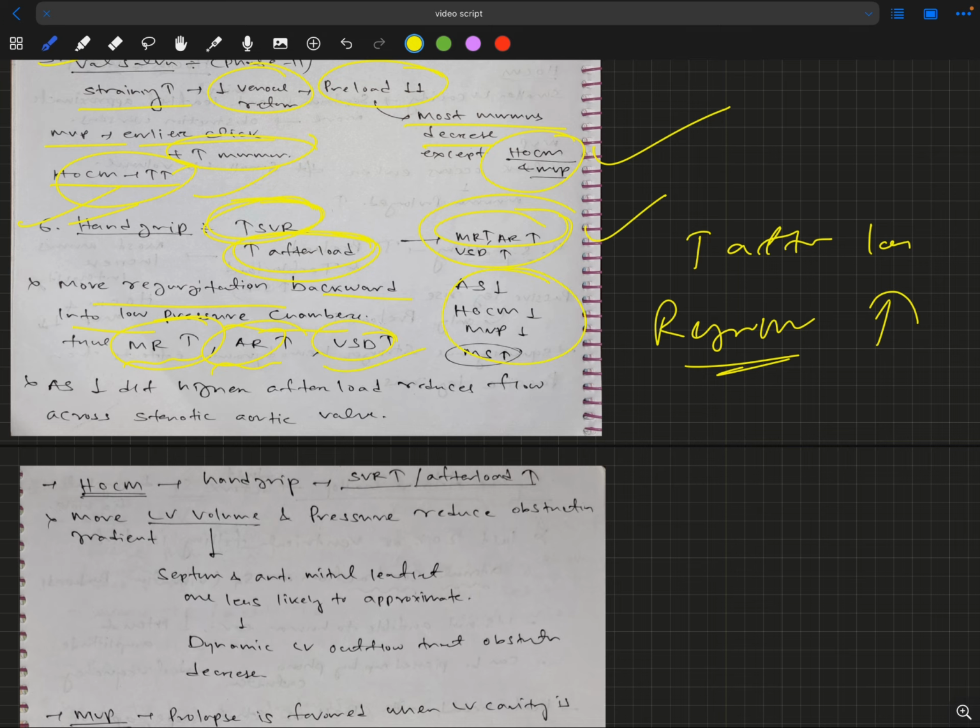In the case of stenotic lesions, in AS, high afterload reduces the flow across the stenotic aortic valve. So when there is increased aortic pressure due to high afterload, or increased systemic vascular resistance due to hand grip, there will be less flow across this stenotic valve. So murmur intensity will decrease in aortic stenosis. But it is not true with mitral stenosis, because when we do hand grip, there will be a sympathetic surge which will create tachycardia, and it will create more flow across the mitral valve, and the murmur intensity will increase.